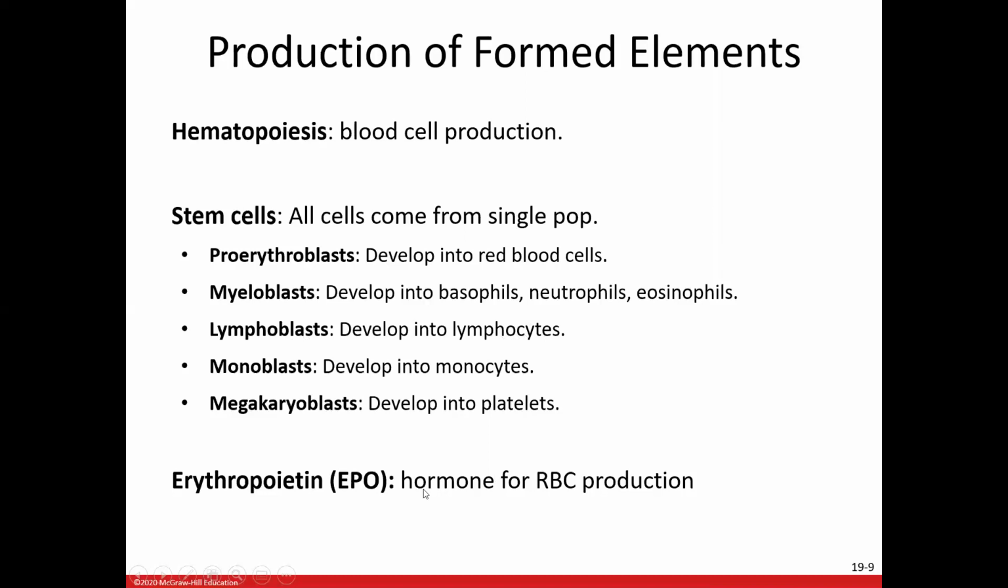And then lastly, the actual process by which we produce red blood cells is through a certain hormone, and that is called erythropoietin. So hematopoiesis is the entire process of producing any kind of blood cell, platelet, red cell, white cell. Erythropoietin is a special hormone that's responsible for just red blood cell production.